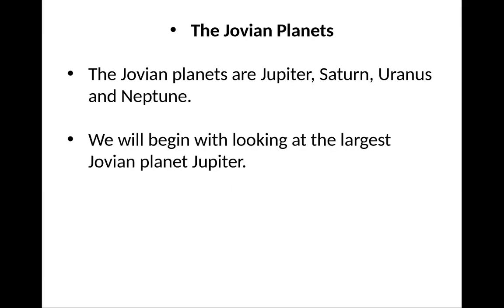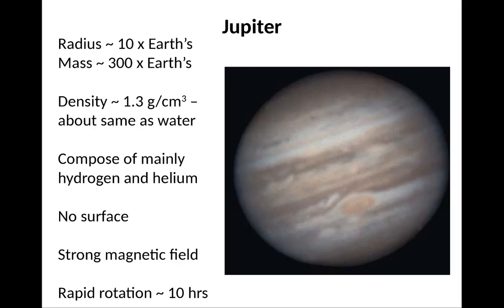Let's move on to the Jovian planets. The Jovian planets are Jupiter, Saturn, Uranus, and Neptune. Let's start with the largest and most representative Jovian planet, Jupiter. Jupiter's radius is 10 times that of the Earth. The mass is 300 times the mass of the Earth. Its density is 1.3 grams per cubic centimeter, which is about the same as water. Its components are hydrogen and helium.